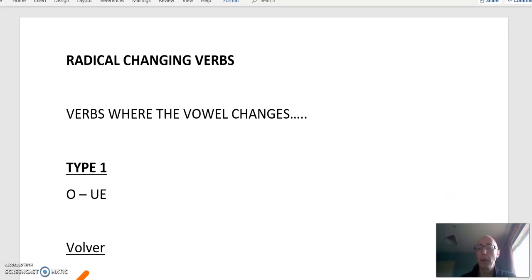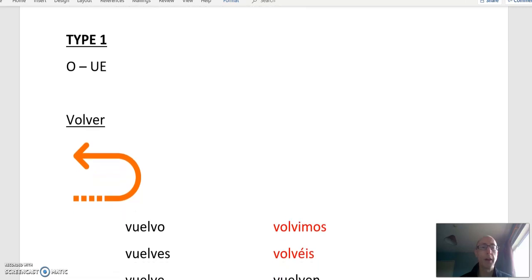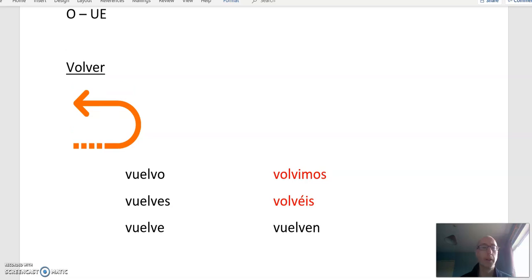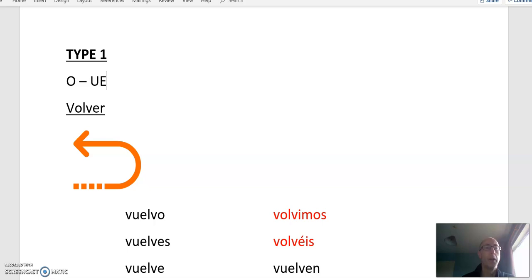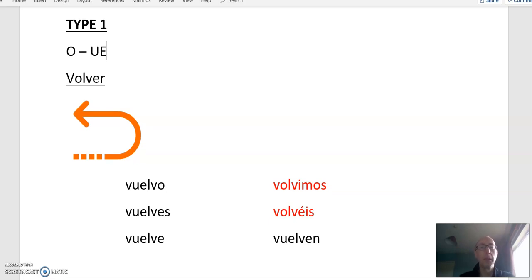And simply put, it's a verb where the vowel changes. The vowel in the middle changes. And there are different types of these verbs. So the first type is the O changes to UE. Now, what we're talking about here is generally the present tense. It does happen a little bit in the past, in the pretérito, but generally this is a present tense phenomenon.